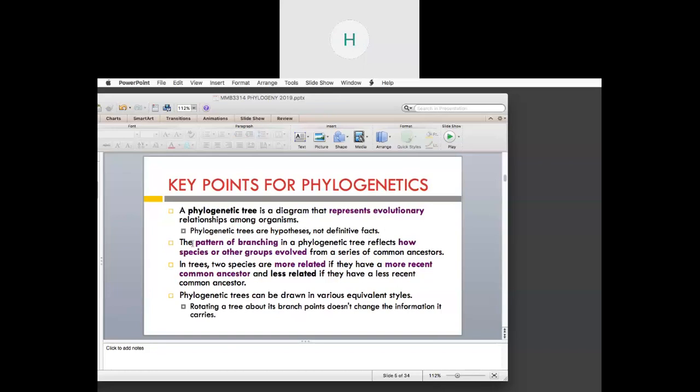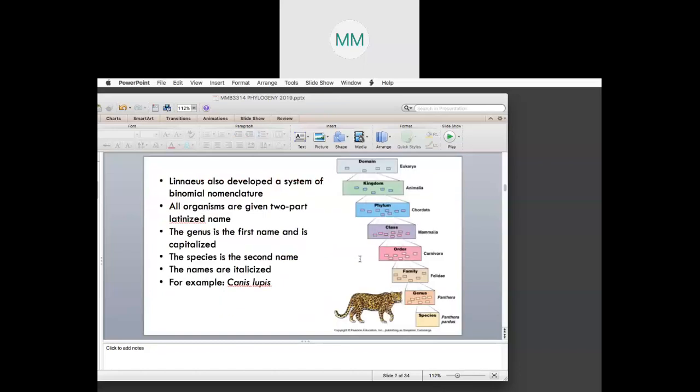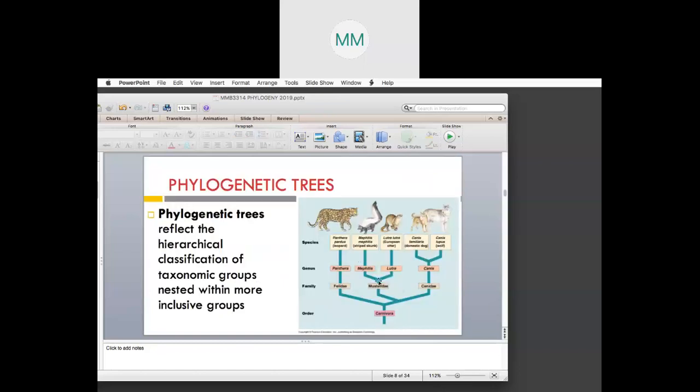Okay, good. The pattern of branching in a phylogenetic tree reflects how species or other groups evolve from a series of common ancestors. So dia berbalik kepada beberapa series. So all is branching, and then at this node, before it branches, it will show that these two have a common ancestor here. These two shared a common ancestor here before it branched out. And even this point also, before it branched, this part had a common ancestor, and this part had a common ancestor. So this is what I mean by a series of common ancestors every time they branch.